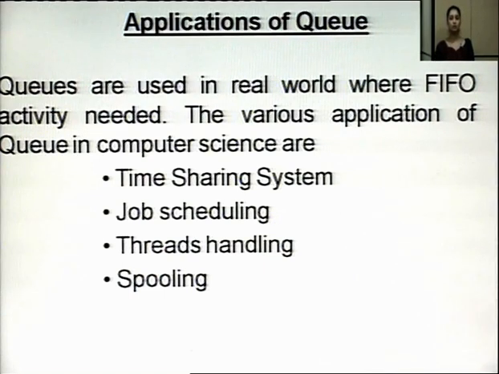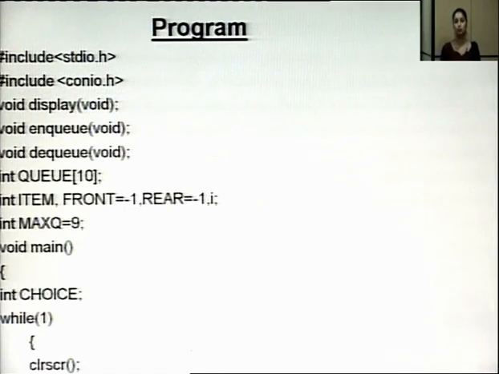Rather, the queue is used in each and every place where the FIFO concept is used, that is first in first out, where the element which is inserted first should come out first. There I use a queue. Now the main program of a queue, if I want to insert, delete and display the values of the queue, the main program for that has header files stdio.h and conio.h.